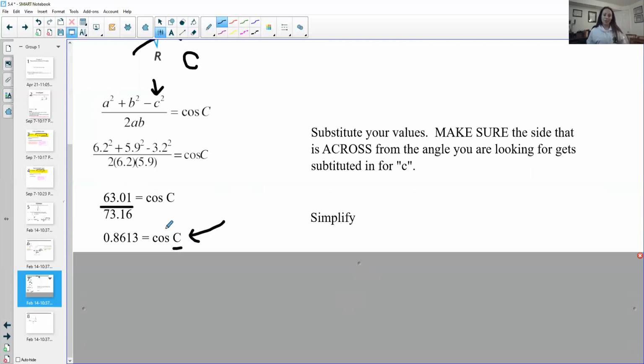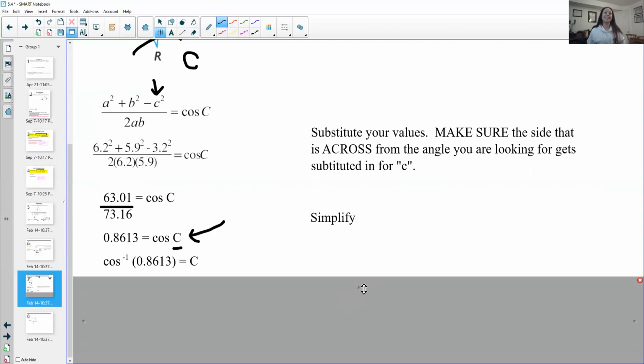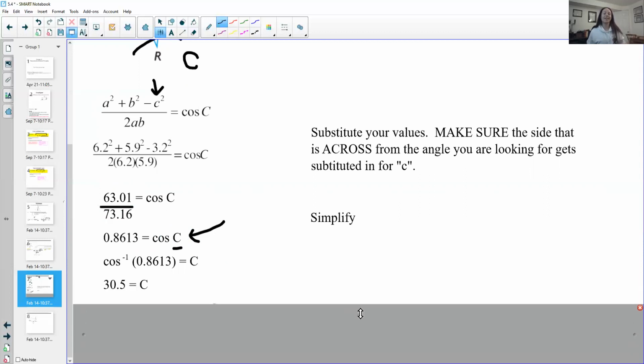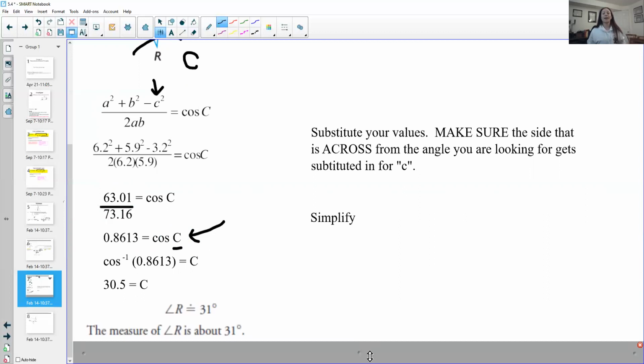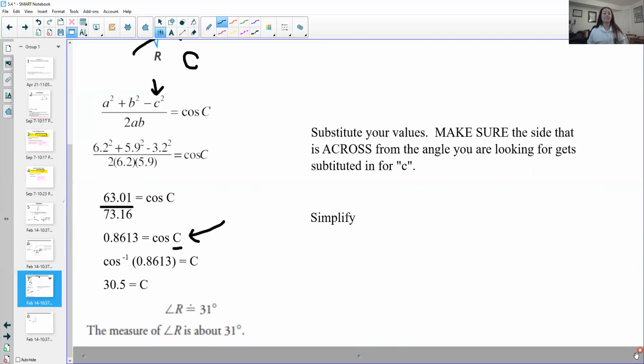Well, get cos onto the other side. The opposite of cos would be the inverse cos. So take the inverse cos of 0.8613. That will give you the angle answer of 30.5. Okay, they rounded to get rid of the decimals, so you're looking at an angle of about 31 degrees.